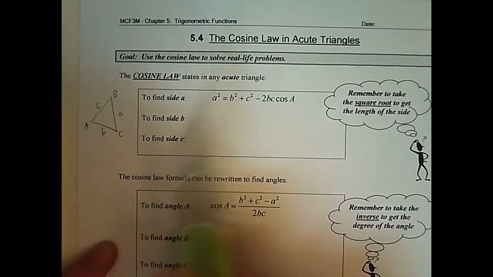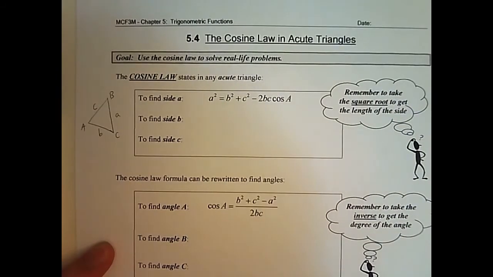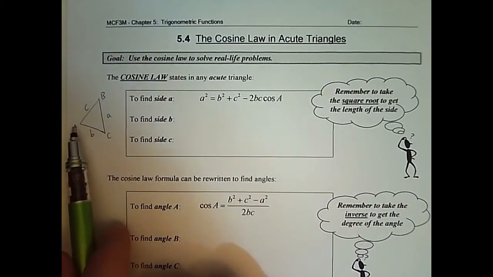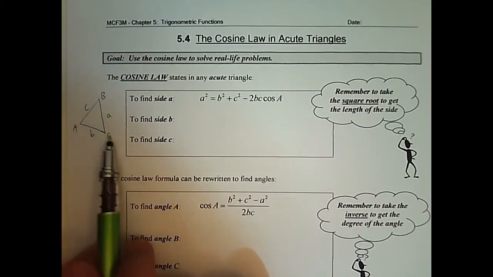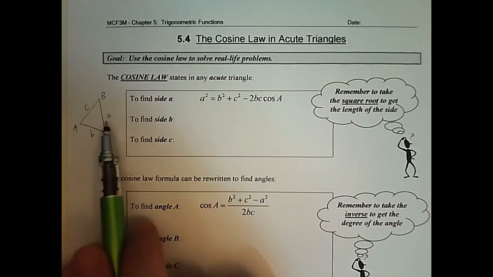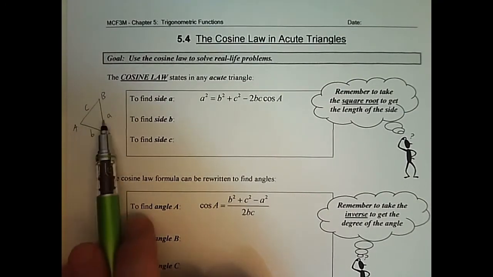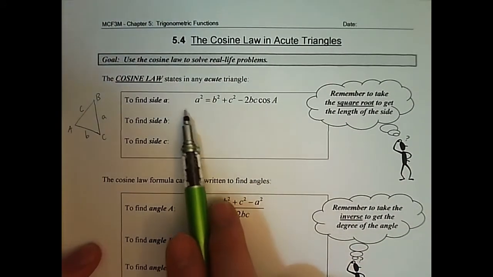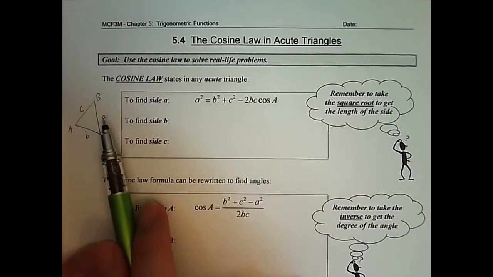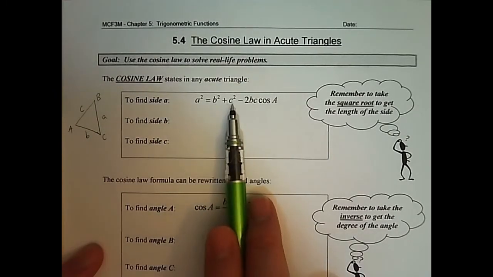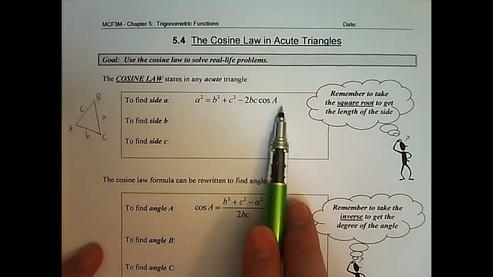First, let's go over the equation for cosine law. Looking at this triangle again, remember capital letters represent the angles, and these capital letters are by the vertices of the triangle. The lowercase letters are always opposite that angle, and these are the sides. So if I want to find side a of this triangle, the equation is a squared equals b squared plus c squared minus 2bc cos A.